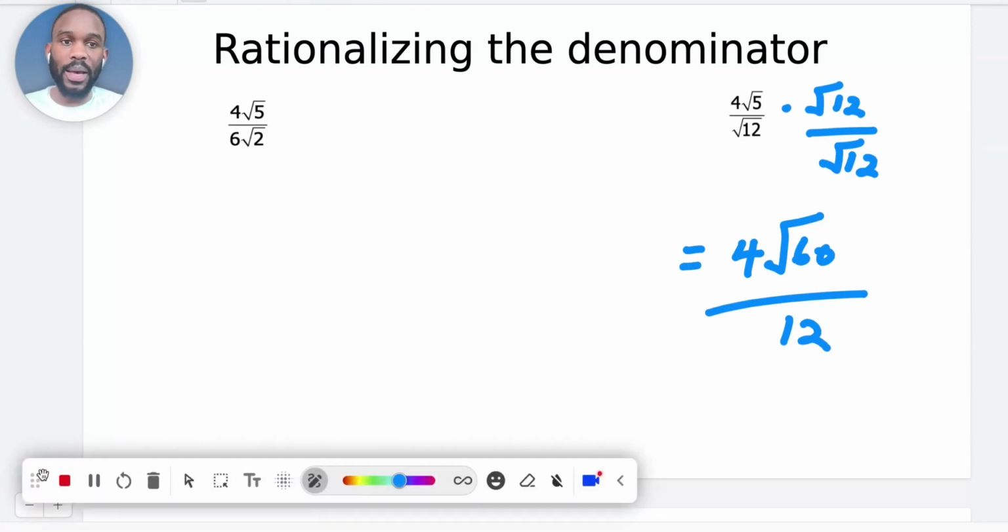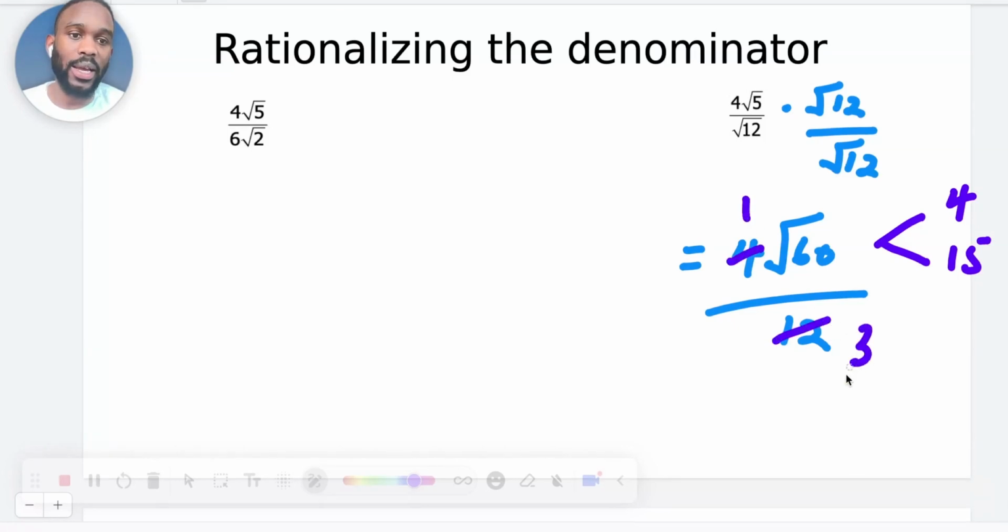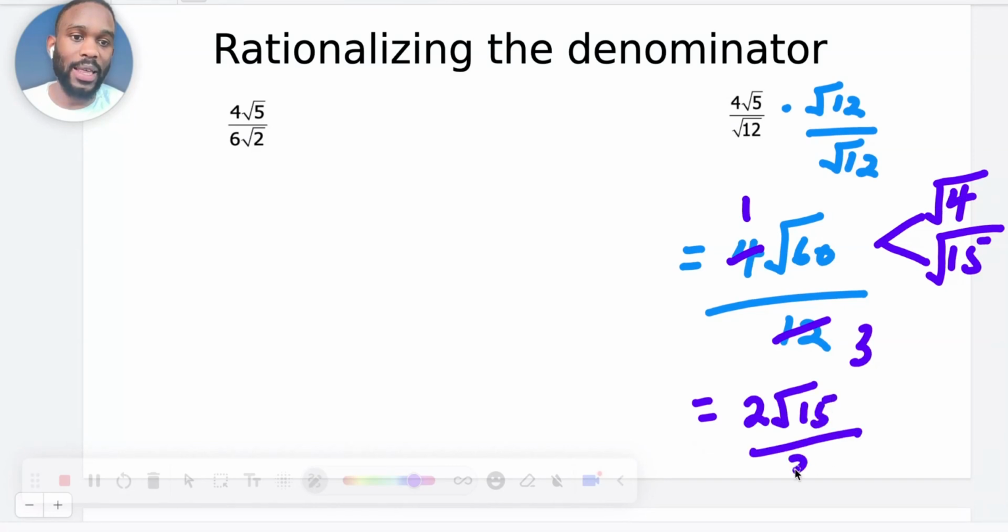Okay, so remember, what is the root of 60? Can you think of two numbers that multiply to get 60, one being a perfect square? We have 4 and 15. But before you deal with that, this 4 can reduce 12. So by 4 once, by 12, 3. And this will give me, remember, the root of 4 times the root of 15 gives you the root of 60. But the root of 4 is 2. So this gives you 2 root 15 divided by 3.